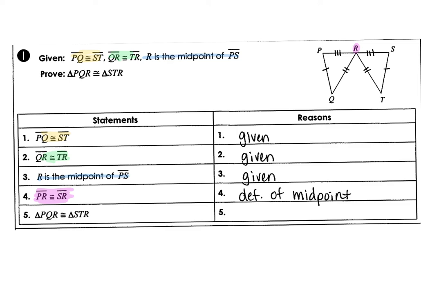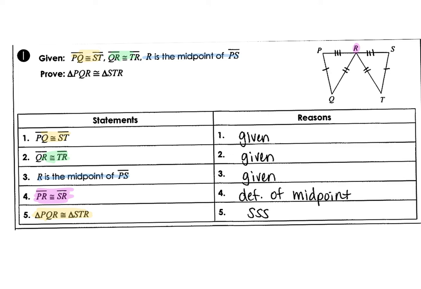And so if you look at your figure, you have 3 congruent sides. You are done with this proof. All you have to do is tell me, I now can say that triangle PQR is congruent to triangle STR, and I can simply write side, side, side. So you can write, well, I have all three sides congruent, therefore I know they're congruent.